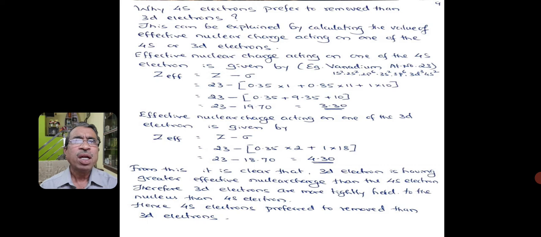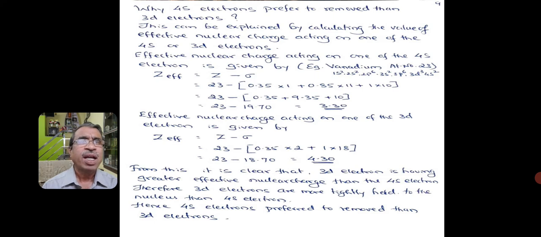Now, the effective nuclear charge acting on one of the 4s electrons. When I consider the 4s electron, effective nuclear charge Z effective is equal to Z minus the screening constant. Z, that is the atomic number, is 23, minus the screening constant. I have taken the 4s electron. In the 4s there are 2 electrons, and I am calculating for the last electron, so still 1 electron is there in the 4s. That's why it is multiplied by 0.35, so it is 0.35 into 1.